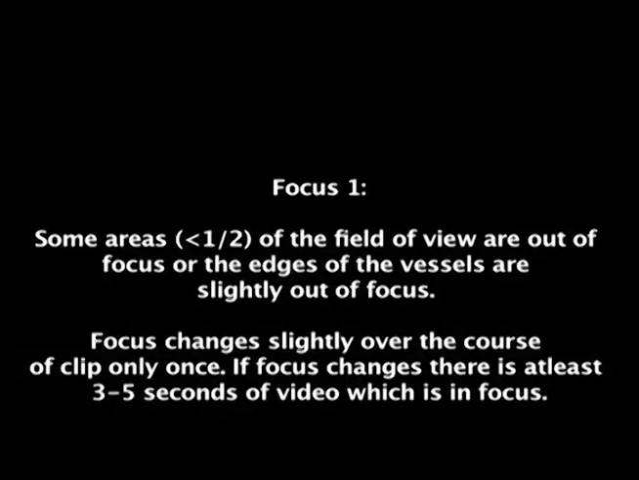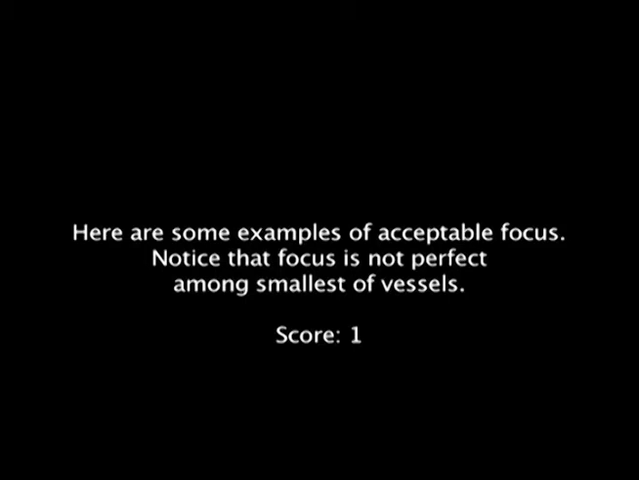If some of the areas, less than half, of the field of view are out of focus, or the edges of the vessels are slightly out of focus, a video should get a score of 1. Also, videos will get a score of 1 if the focus changes over the course of the clip. At least 3 to 5 seconds of the video must be in focus at any given time. Here are some examples of acceptable focus. Notice that the focus is not perfect among the smallest of vessels.